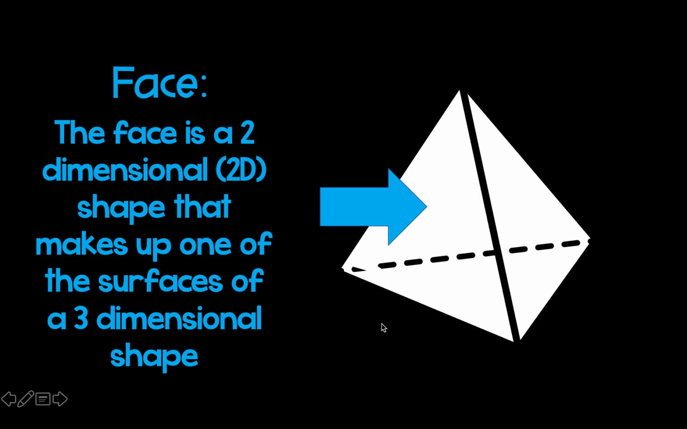This is a face. So if you're looking right here where the arrow is, it is pointing to the triangle. I know that's kind of hard to see, but that is where it is pointing. The face is a two-dimensional shape that makes up one of the surfaces of a three-dimensional shape. I know that sounds kind of crazy, but basically what that means is that this right here is a triangle. We learned yesterday that a triangle is a two-dimensional shape. So, the triangle is a two-dimensional shape that makes up one of the surfaces of a 3D shape.